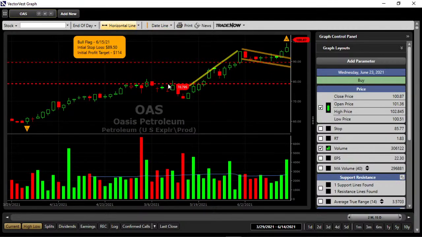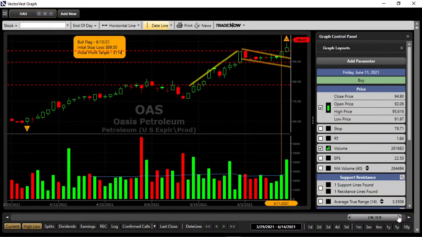I take this price, which is $78, which is the low of the flagpole. I take this price, which is $95, which is the top of the flagpole. What's the difference? 95 minus 78, that's $17. Add $17 to the closing price of the breakout candle, which is 95 bucks.